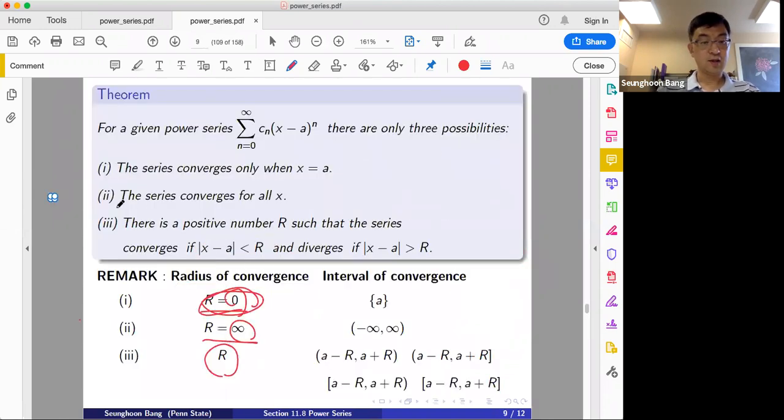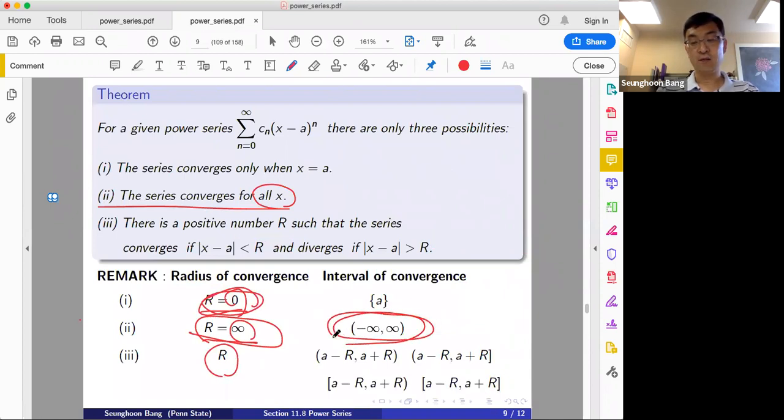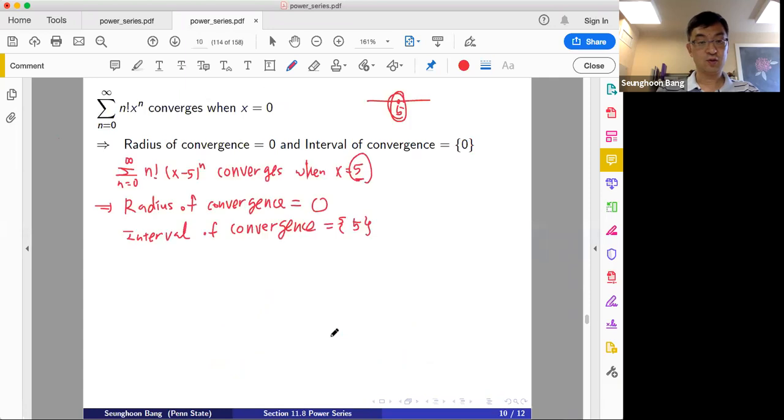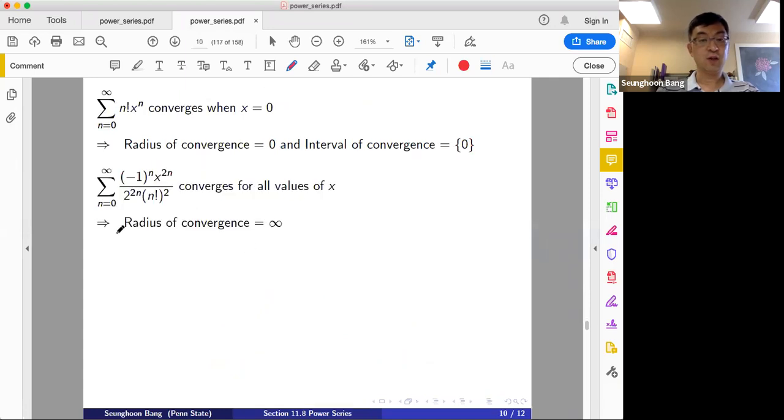The second case, the series converges for all x. What's the radius of convergence? Infinity, because the length of all real numbers is infinity. So we can use infinity for all x. What's the interval of convergence? All real numbers. Be careful: in the other case, only one point, length is 0, the center. Here it converges for all values, so radius is infinity and the interval is all real numbers.